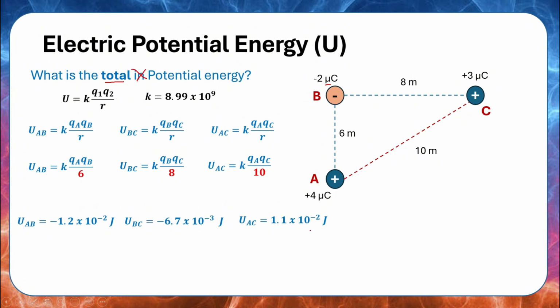It's a positive answer. Now, to get the total, you just need to add them up using algebra. The energy created by A and B plus the energy created by B and C plus the energy created by A and C, and that's it. After adding them up, the answer is negative 7.7 times 10 to the negative 3 joules. You can try it out using your calculator and you'll get the same answer as well. Don't forget to add the negatives. If there are negatives, you need to add the negatives when adding them up. Okay?